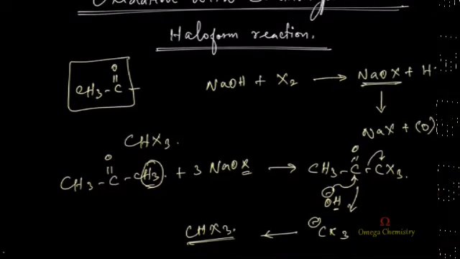So that is the reason why I prefer iodine, because when I take alkaline solution of iodine, I'll end up with iodoform, CHI3, which is a yellow color solid. So I can easily recognize it by the color, and it is used to characterize the methyl keto group better.